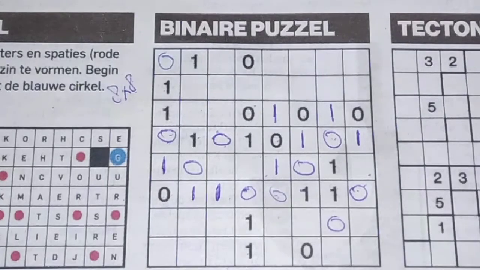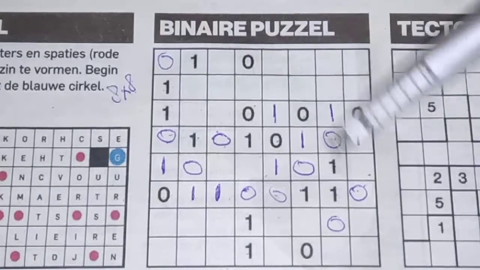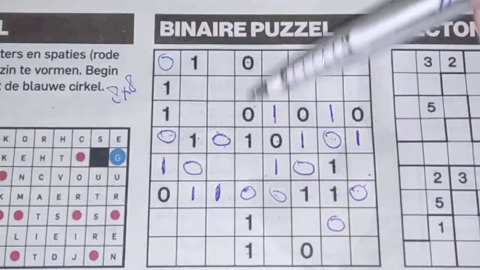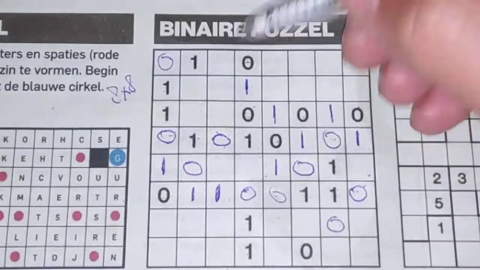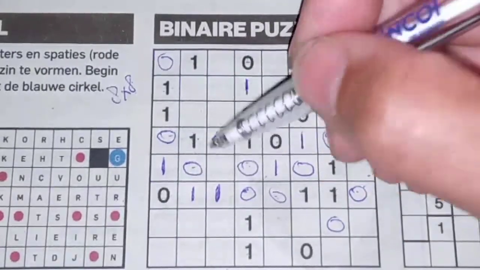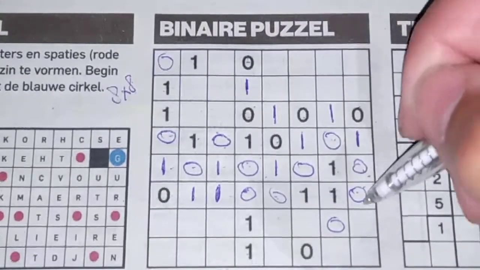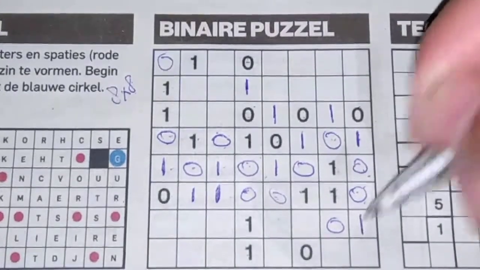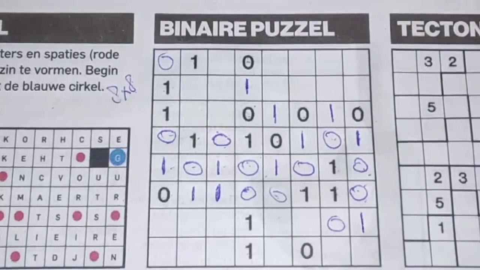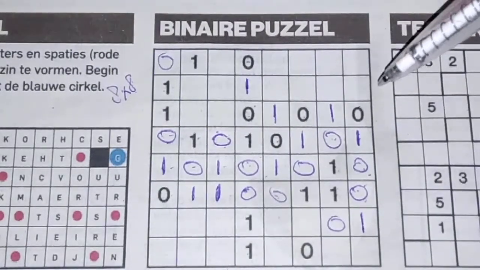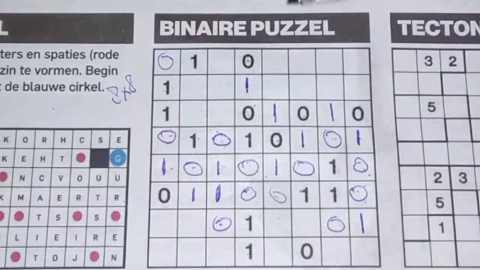Then, alright, let me count. Between 2 O's comes in 1. 1, 2, 3, 4. 4 ones, so the rest are O's. Between 2 O's comes in 1. Now we have 4 ones, so the rest are O's. Double O here and 1 there, 1. Then, yeah, double 1 here and O there and O.